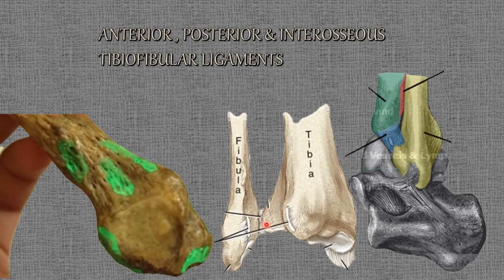Now you can see this is the posterior tibiofibular ligament, this one, and these, which are not a joint, are cut. This arrow doesn't show it, this was already there. So this is the anterior tibiofibular ligament, and in the middle, at the interosseous border of both, is the interosseous tibiofibular ligament. Here you can see this blue is the posterior tibiofibular ligament.